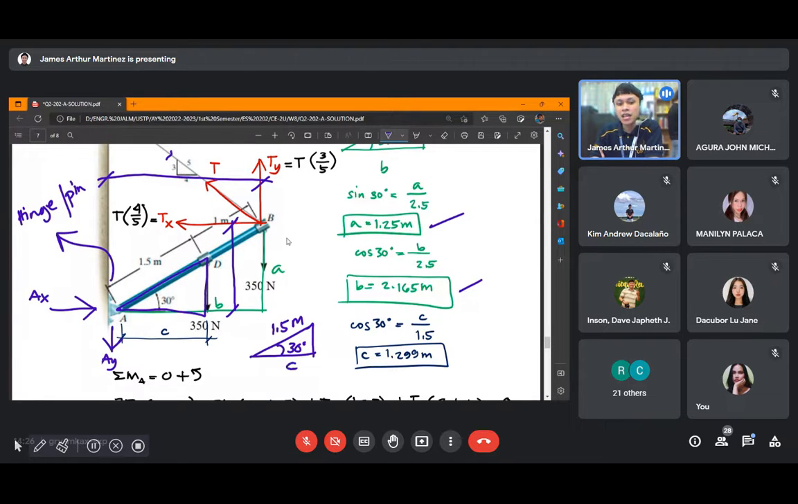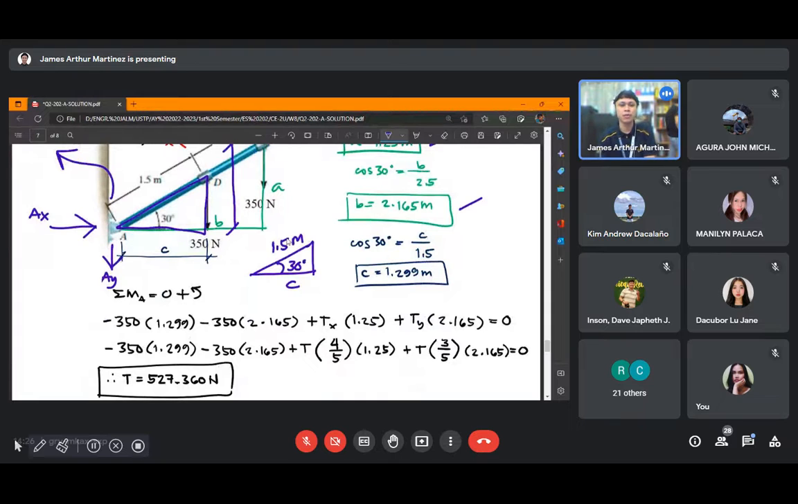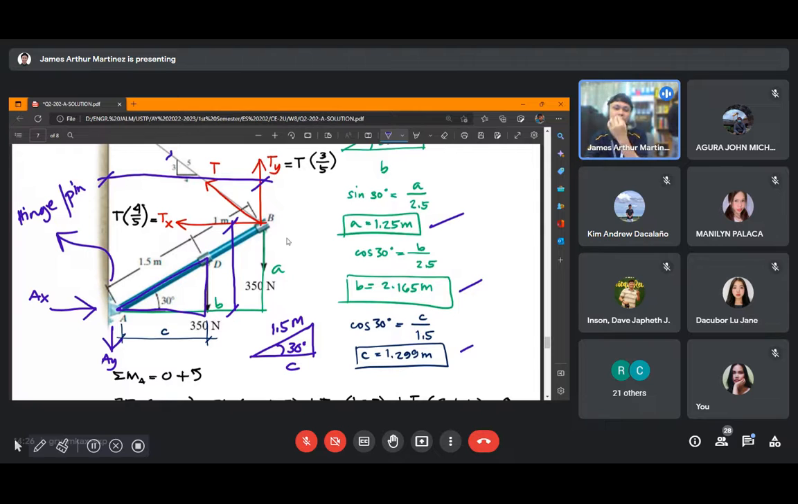So C, this distance, C, is the adjacent of our angle 30 degrees. Meaning, from SOH CAH TOA, we will use the cosine function. So cosine of 30 is equal to C over 1.5, and that gives C equal to 1.299 meters. Okay? So it is important first to establish distances, so that later on the solving goes straight through.